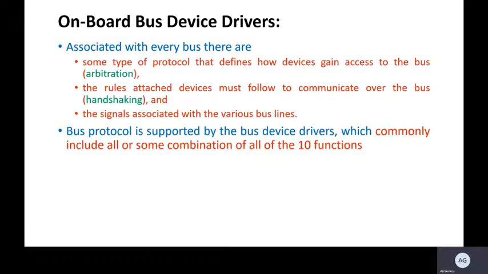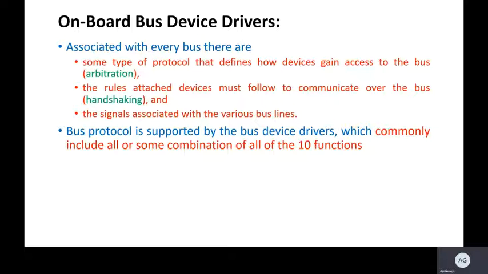So when you talk about these onboard bus device drivers, you have an onboard bus in which you have the data bus and the address bus. What is the protocol or function associated with onboard device drivers? There are three things. The first one is known as arbitration. Arbitration means some type of protocol is defined which shows how a device can gain access to the bus.